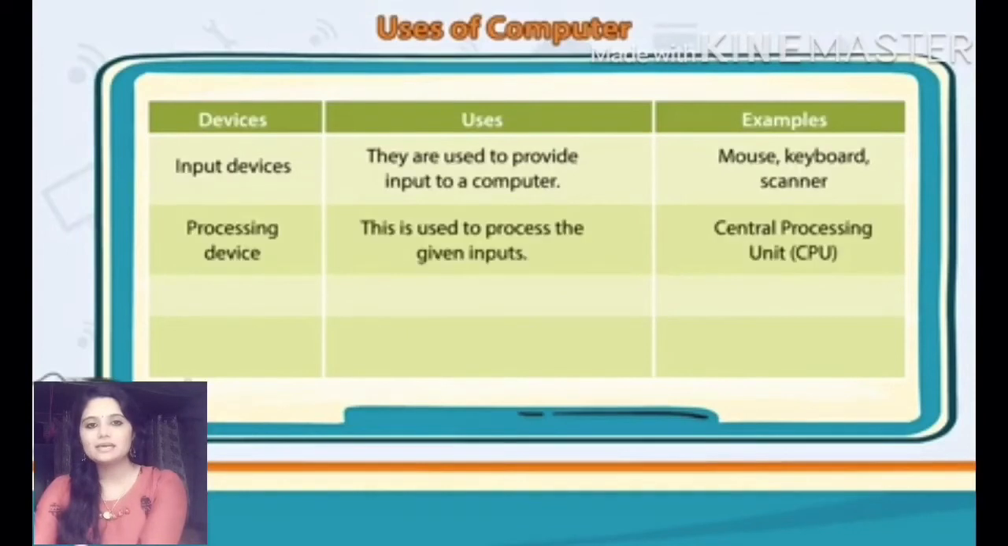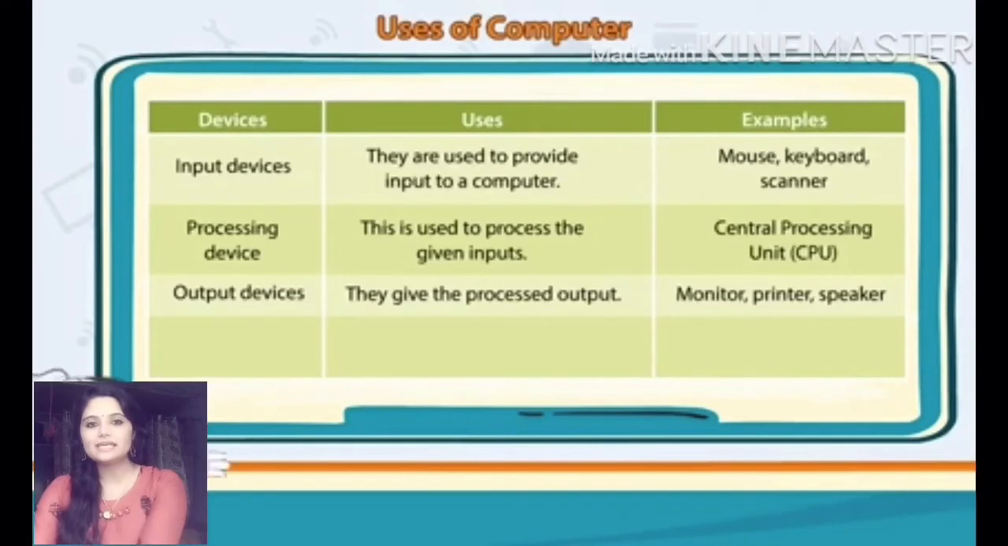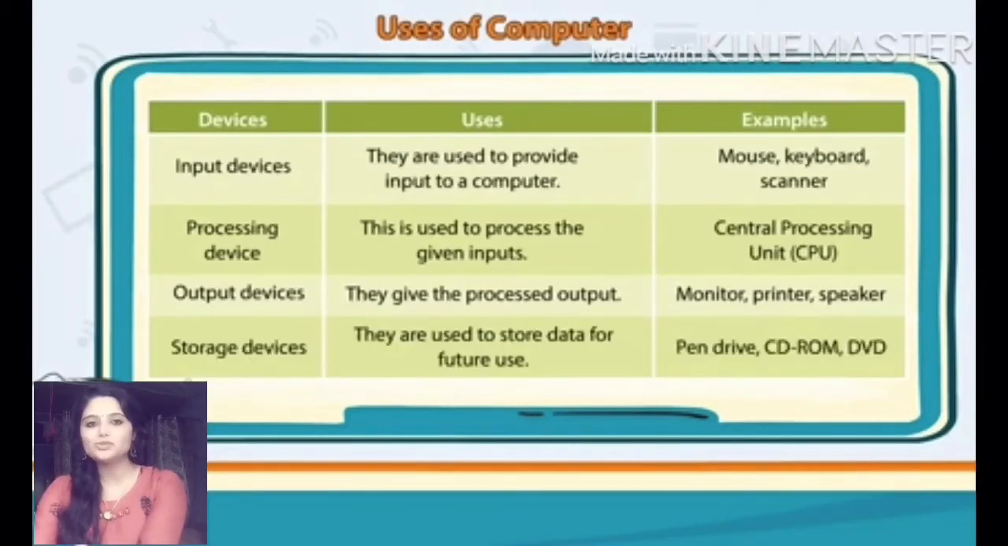Processing device. This is used to process the given inputs. Central processing unit, CPU, is the example. Output devices. They give the processed output. Monitor, printer and speaker are the examples. Storage devices. They are used to store data for future use. Pen drive, CD-ROM, DVD are the examples.